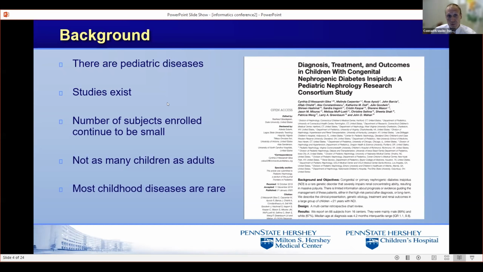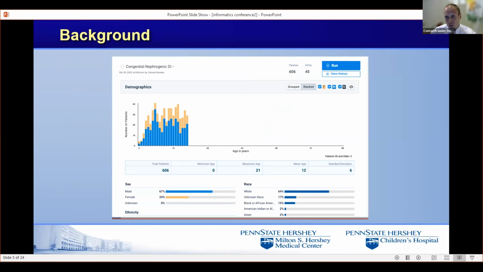So for example, this is a screenshot using the TriNetX platform. I took a similar approach to the Pediatric Nephrology Research Consortium and evaluated congenital nephrogenic DI. So I queried the database, ensured the subjects were aged 21 years or less, similar to that study I just described. I queried, and first I looked just to see how many patients were available and from how many centers. As you can see, 606 patients were available to be reviewed, compared to the 60 subjects in the last slide. And data came from 45 centers compared to the 16 centers from that previous study.